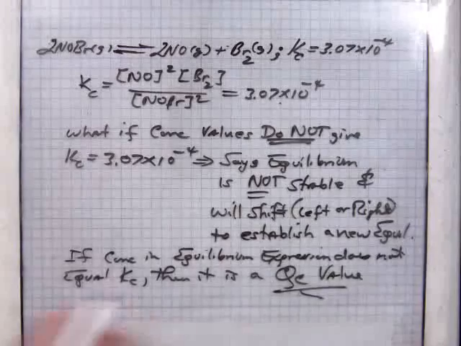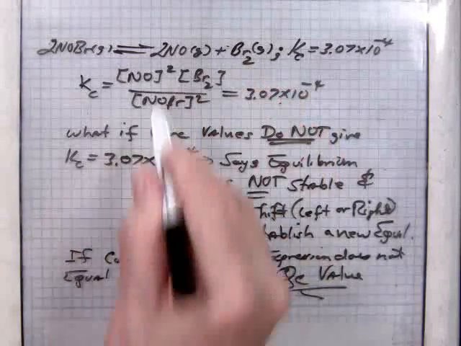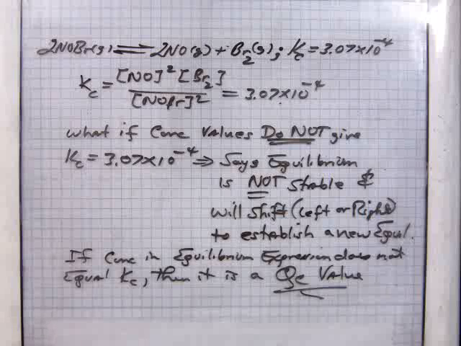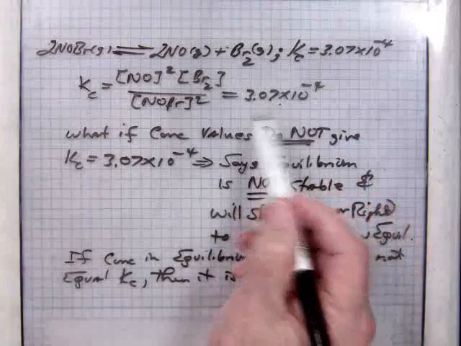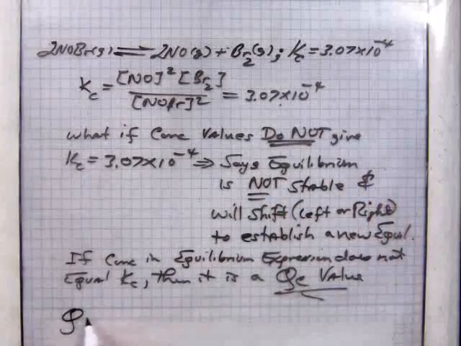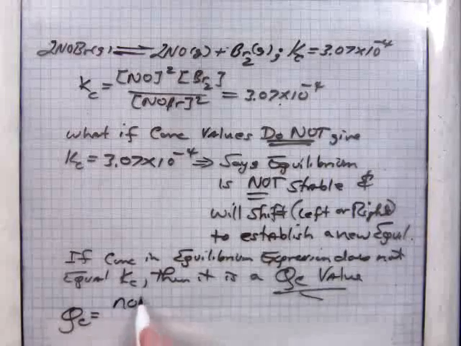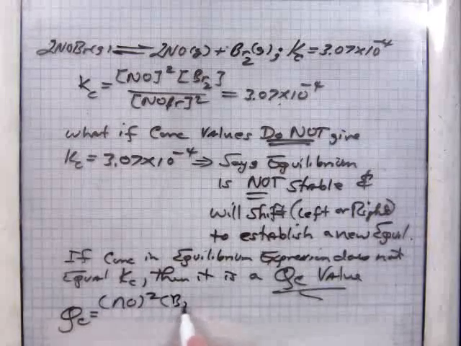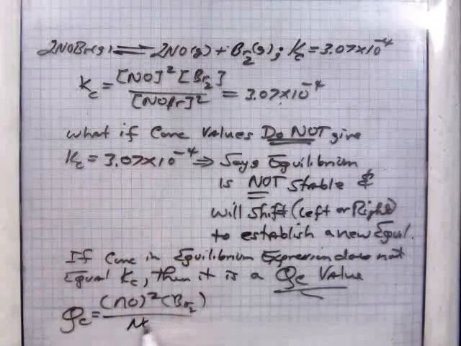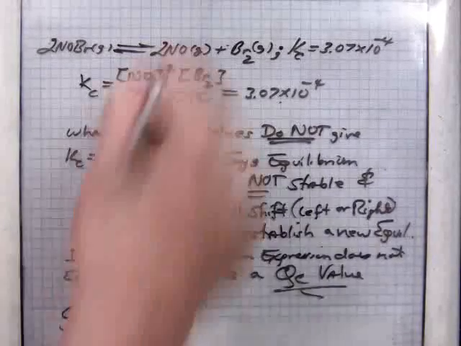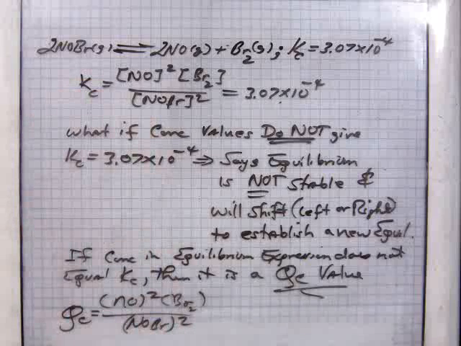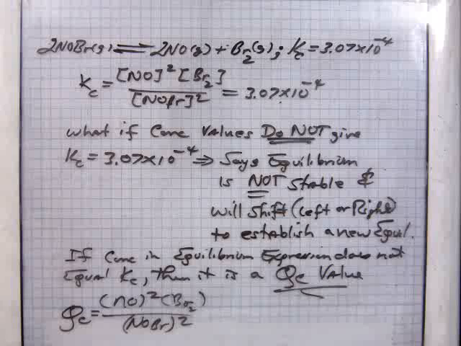So that when I write the expression called the QC value, it's written the same way, but the numbers that you plug in will not give you this Kc number here. QC is therefore NO squared, Br2 over NOBr squared, molar. So it's the same type of notation, but if I plug in the givens, say in a problem, it doesn't equal the Kc value. And so we call it a QC.